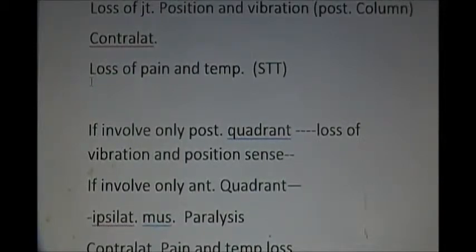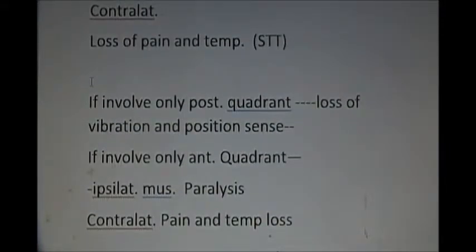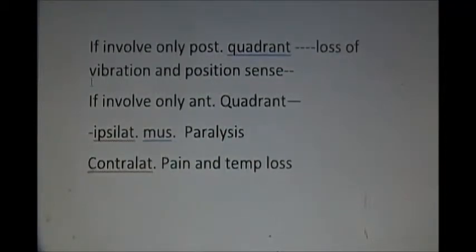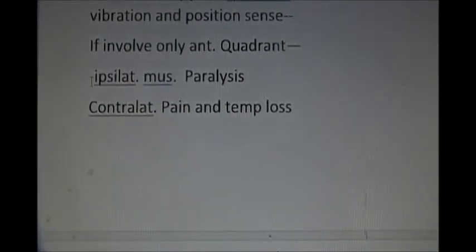The second condition, if it involves only the posterior quadrant, then there is loss of vibration and position sense because of the involvement of posterior columns only. The anterior horns and the motor system is spared. The third condition, in which if it involves only the anterior quadrant, then there will be ipsilateral muscle paralysis and there will be contralateral pain and temperature loss, because pain temperature fibers are there anteriorly along with the anterior horn side, anterior gray matter.